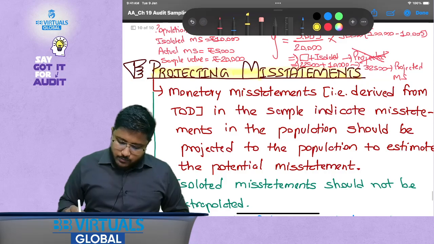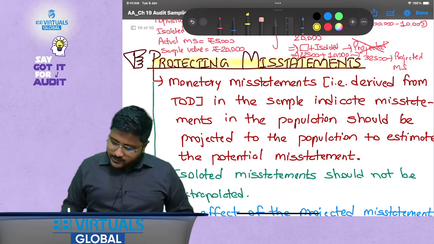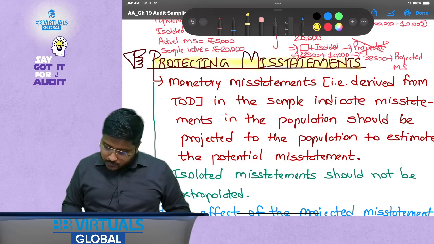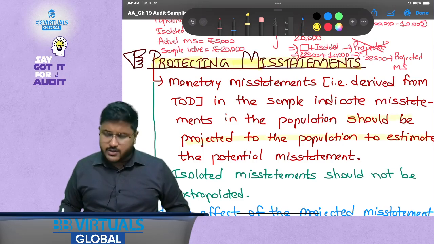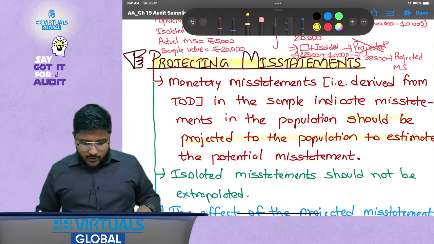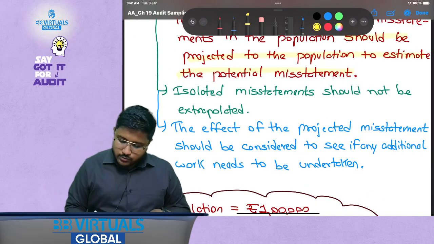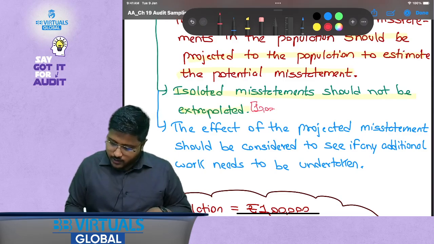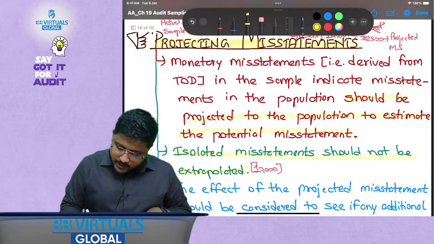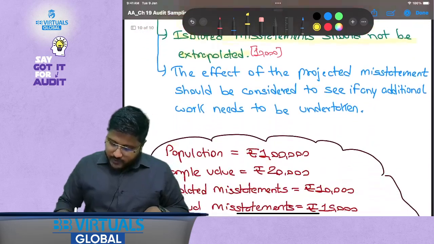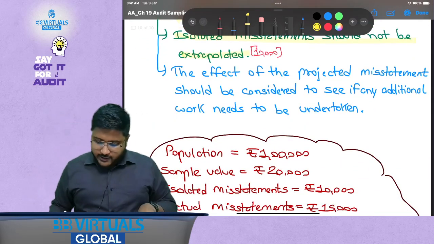Now, monetary misstatements derived from tests of details in the sample indicate misstatements in the population, and should be projected to the population to estimate the misstatement. This is exactly like extrapolation that you have studied in FM or AFM, right? Isolated misstatement should not be extrapolated. In our case, 10,000, right? Monetary misstatements that we have discussed, this is 5,000 in our case. The effect of the projected misstatement should be considered to see if any additional work needs to be undertaken.